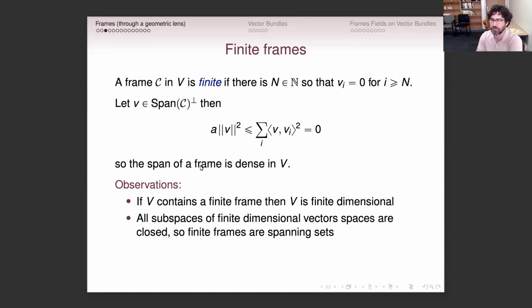All subspaces of finite dimensional vector spaces are closed, and so that tells me that a finite frame is in particular a spanning set for my vector space. All right. So from now on, I'm going to assume that my vector space is finite dimensional, and that I have a finite collection of vectors in it that maybe is or is not a frame. We'll come back to that.